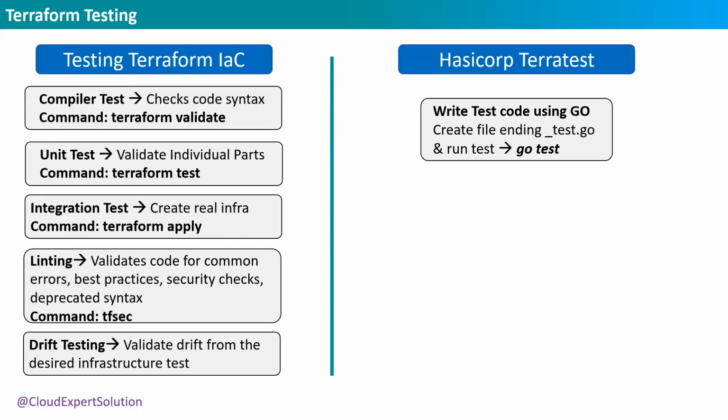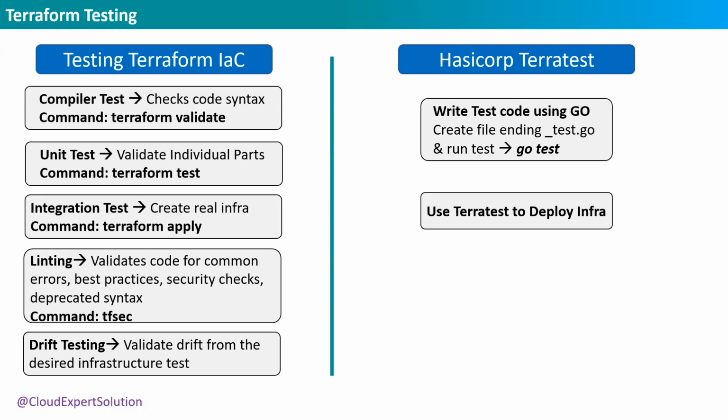Now, as I was talking about the Terra test, now let's see how you can use Terra test. Terra test is a Go library. Go is a programming language, and that helps you to write and execute automated tests for your infrastructure code, such as Terraform, Packer, Docker, Kubernetes. The first step is you have to write the test code using Go, the similar way you are writing JUnit test script for Java code.